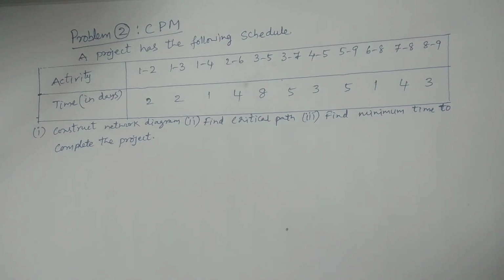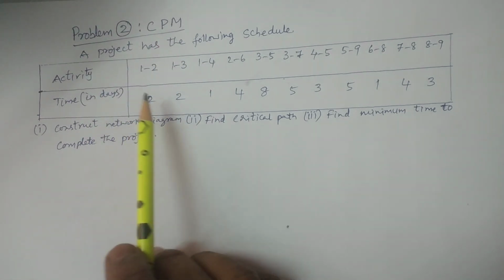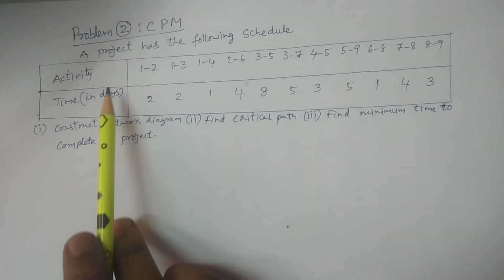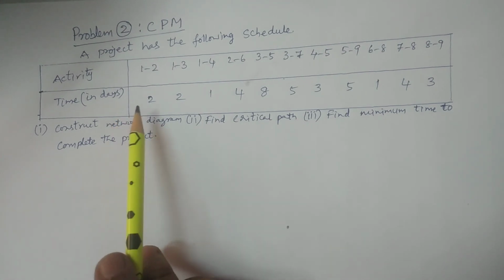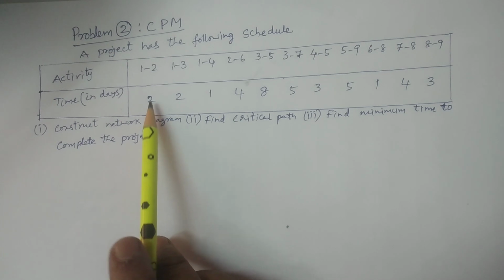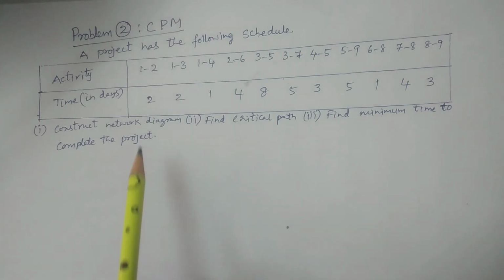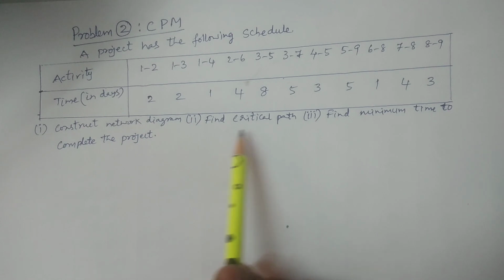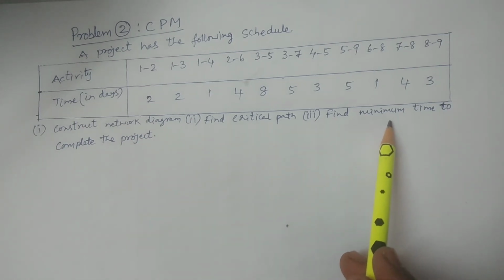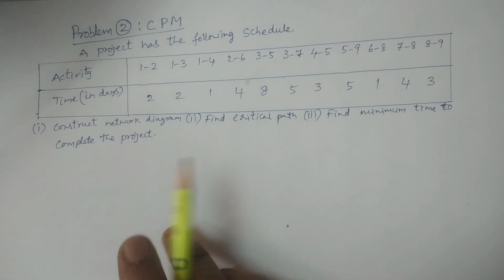In this lesson, I explain problem 2 in critical path method CPM. So this is the problem. A project has the following schedule. Activities are given, time in days given. What is the time to complete this particular project? What we have to do is construct first the network diagram, second the critical path, third the minimum time to complete the project. These are the three questions you have to answer.